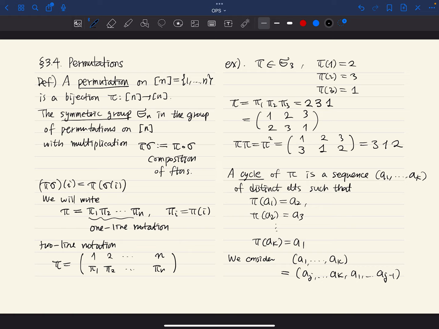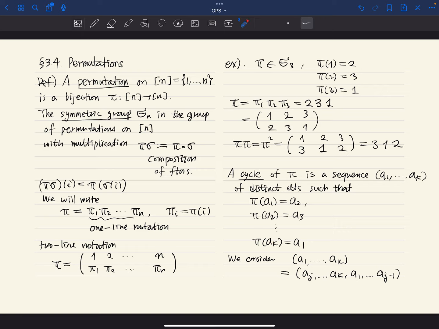Right. And so when you say cycle, it may mean several things. For example, a cycle of a permutation is a sequence like that, but we also sometimes say just this is a cycle without referring to any permutation. But that means this is a permutation in Sn that sends elements like this.